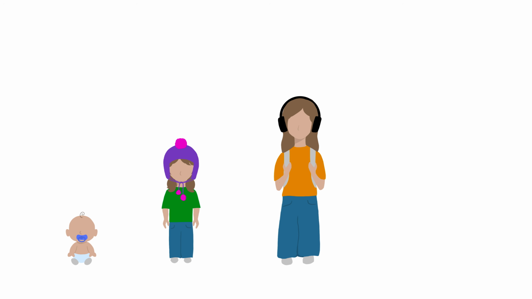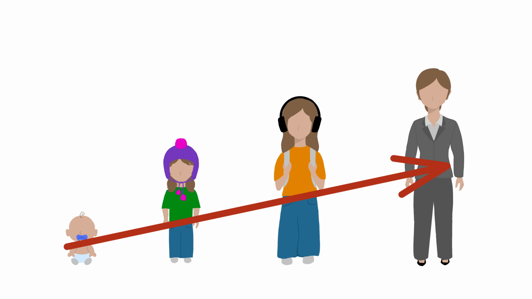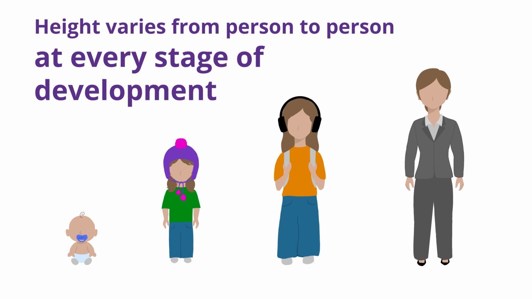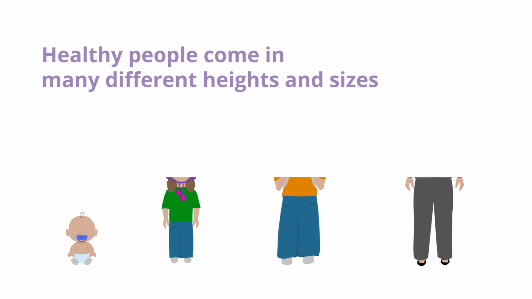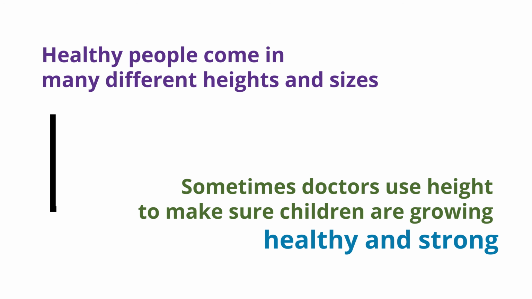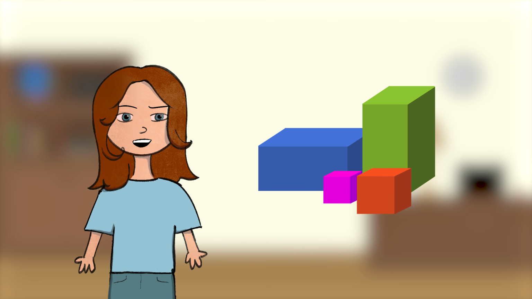As we go from being babies to young children to teenagers to adults, we grow in size, and height is a way to track this growth. Height varies from person to person at every stage of development, even once we're done growing. Healthy people can come in many different heights and sizes. Sometimes doctors use height to make sure children are growing healthy and strong. Doctors' offices may use fancy equipment to measure our height, but we can use building blocks as a different way to see how tall we are.